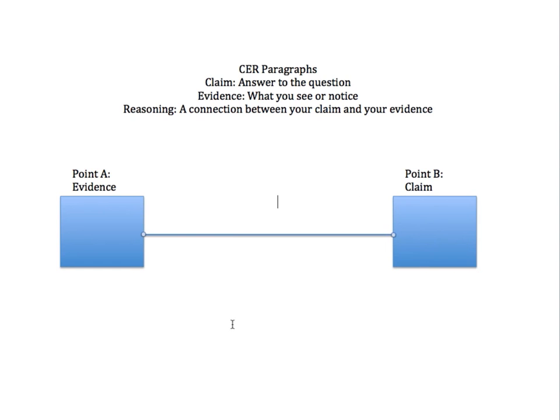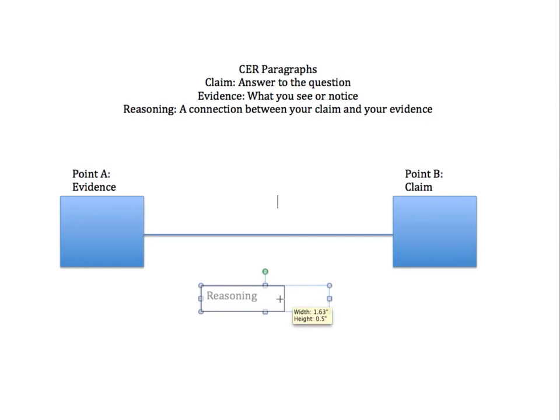So I really want you to think of your reasoning as a trail. Okay? It's a trail that got you from point A to point B. And it's really where you're describing to the reader, you're walking the reader from point A to point B. Okay? So this is just a really visual way to think about claim, evidence, and reasoning. And I'm going to label this line reasoning down here. Okay.